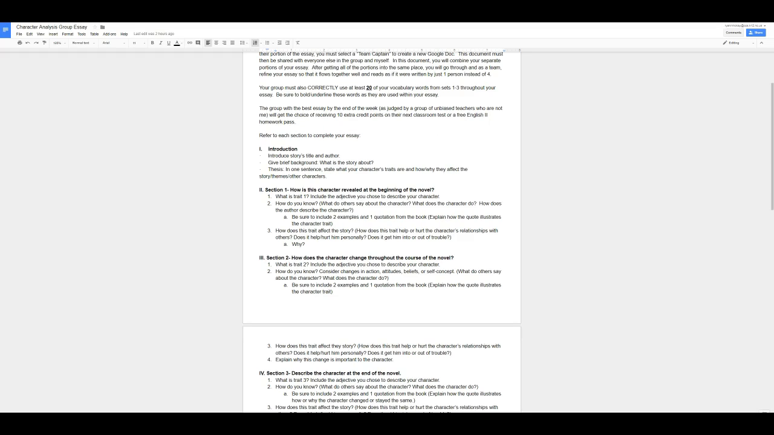If we look back at our essay description, it's saying that we need to answer how the character is revealed at the beginning of the novel, what is their first trait, how do you know that's their trait, including examples and a quotation, and then we need to explain how this trait affects the story, and explain why.